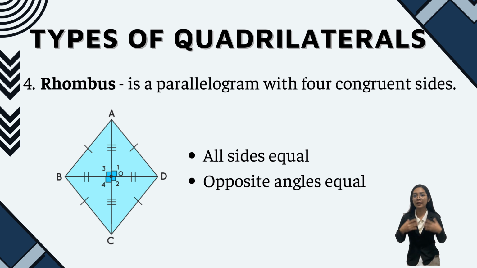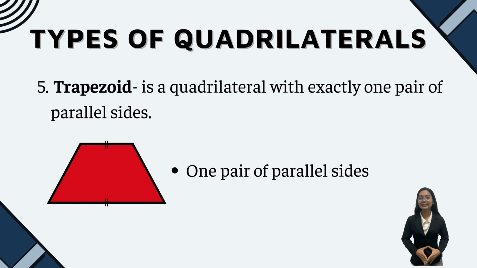Since it is a parallelogram, we know it has two pairs of parallel sides too. So class, who can think of something shaped like a rhombus? A diamond? Correct.